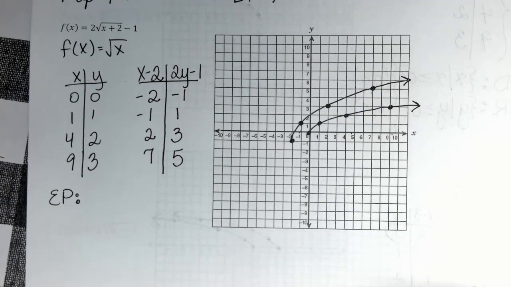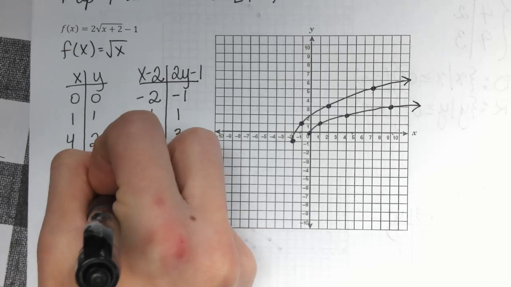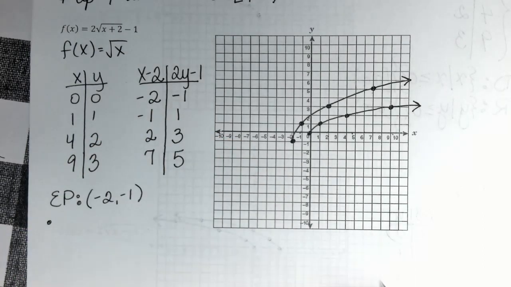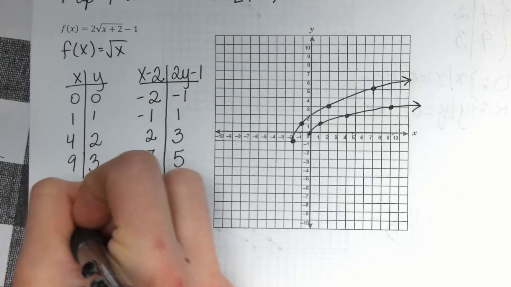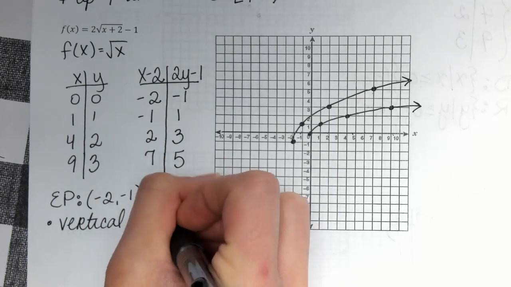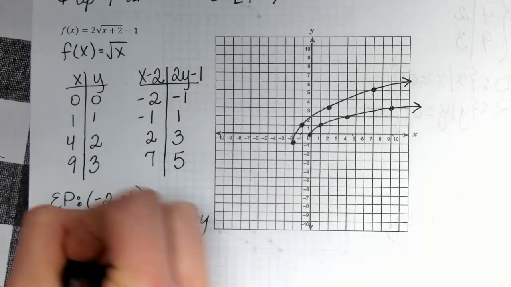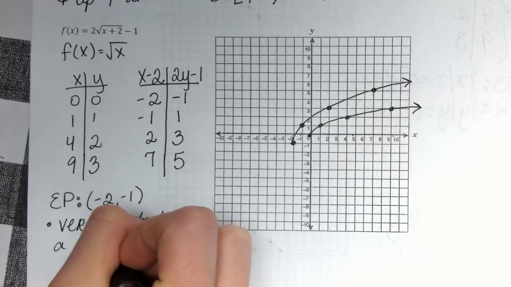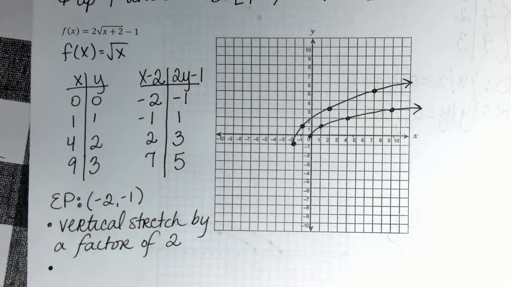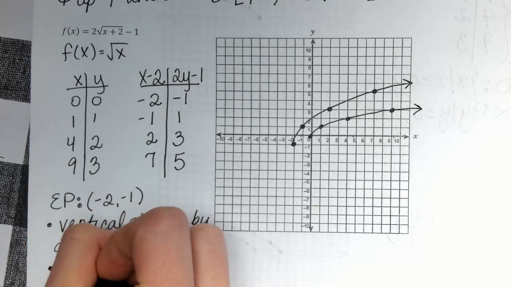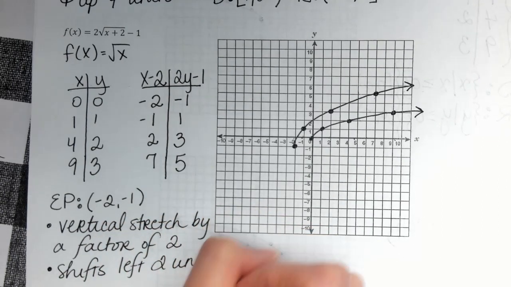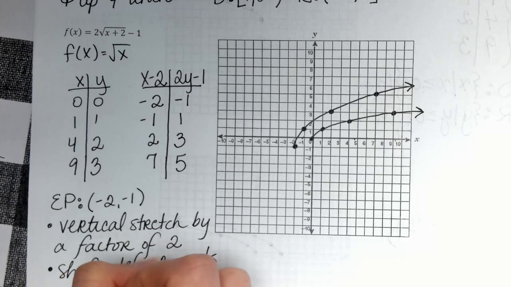Okay, so what's my new endpoint? Negative 2, negative 1. What are my transformations? It's a vertical stretch by a factor of 2. Shifts left 2 units and down 1 unit.